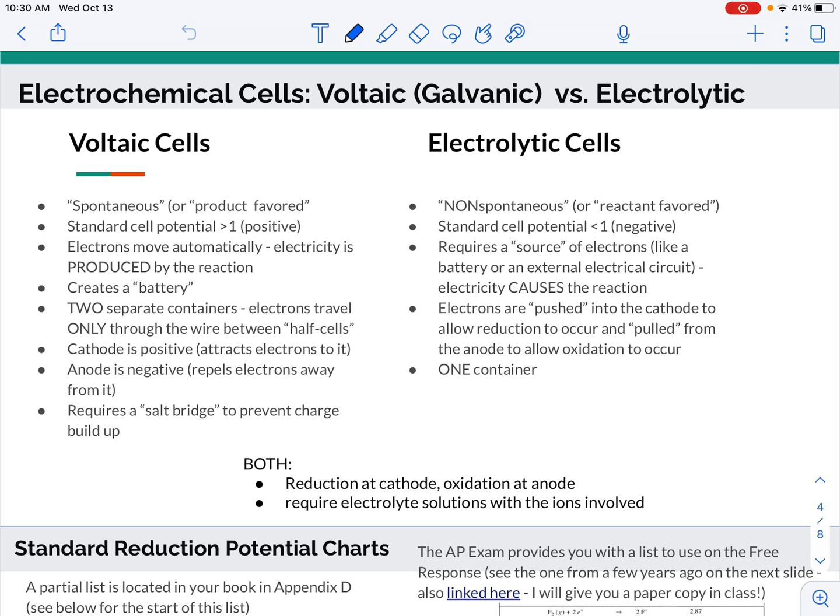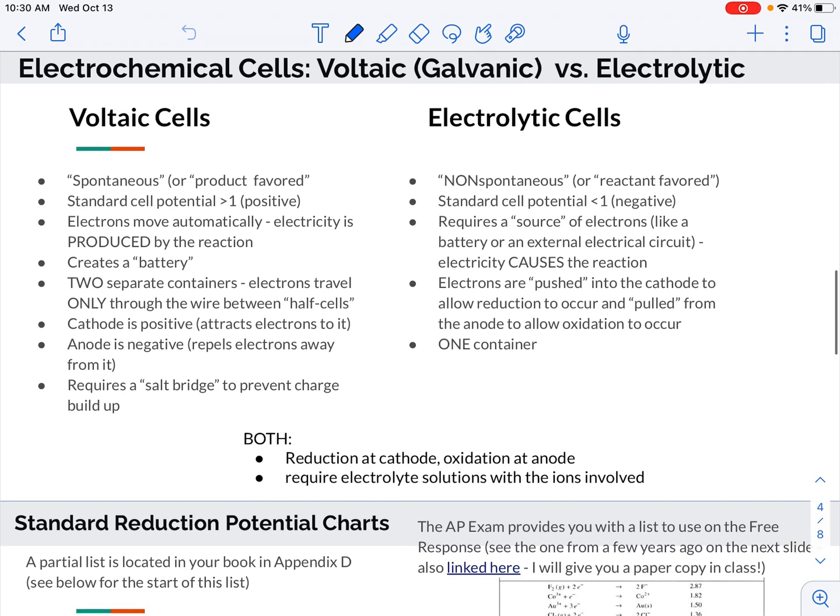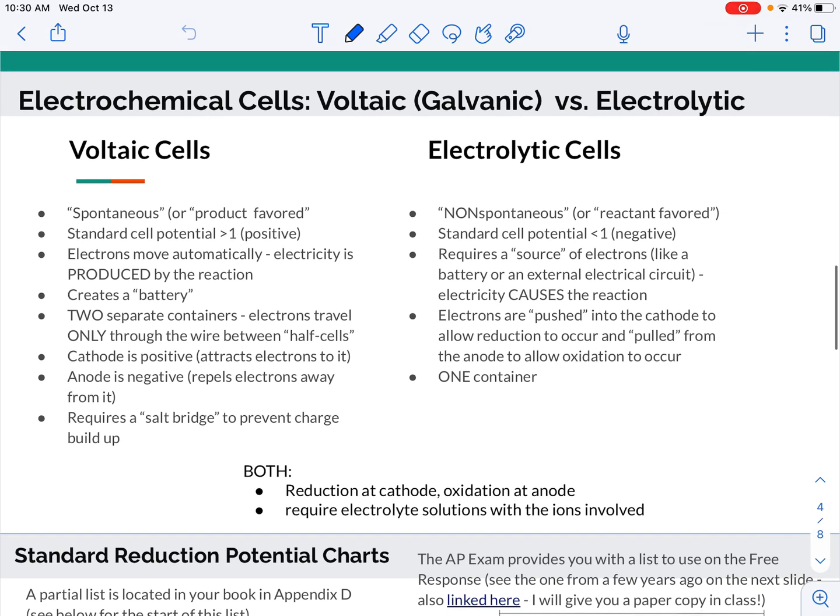But if you have one container, then often you're talking about an electrolytic cell. We can have those spontaneous reactions of voltaic cells occurring in one container, but it's not going to harness the electricity. The electrons will just be a direct transfer, and this is what you would normally have called a single replacement reaction. So picture when you put the aluminum wire down into your copper(II) chloride in our lab, there was a direct electron transfer.